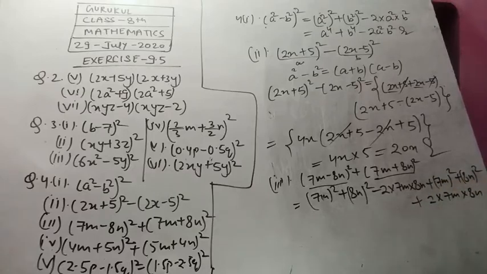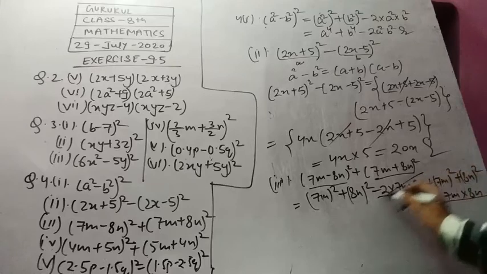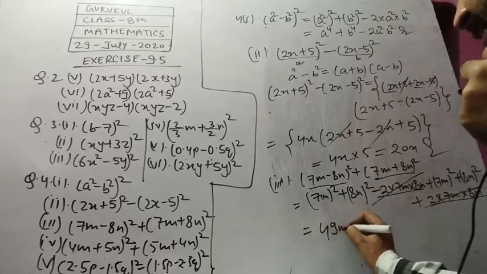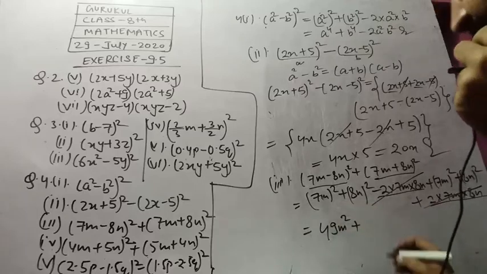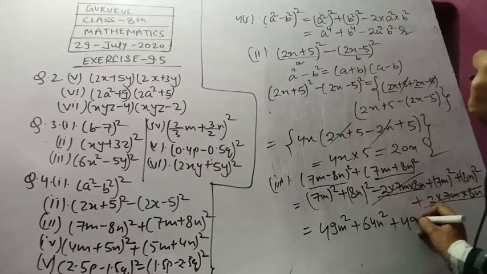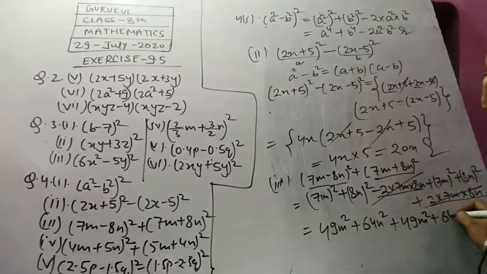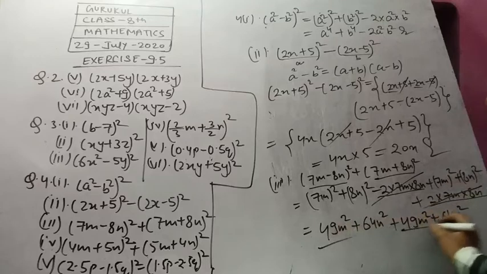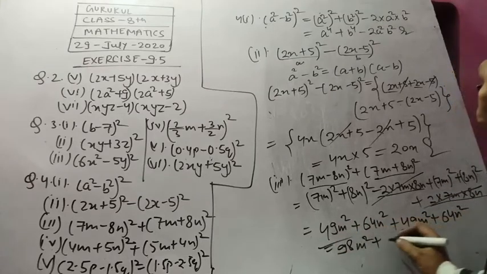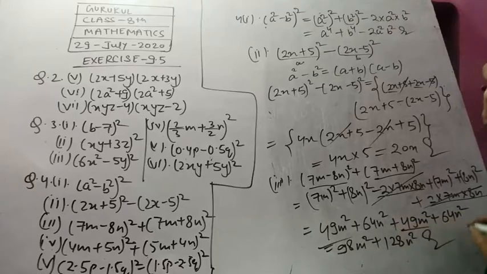Now if you notice, this is minus 2 into 7m into 8n, this is plus 2 into 7m into 8n. Both are like terms with opposite signs, so they cancel out. Now 7m square will be 49m², 8n square, 8 8s are 64n². Again 7m square, 49m², and 8n square, 64n². Both will be added. 49 and 49 is 98, so 98m². 64 and 64 is 128n². This is going to be the answer.